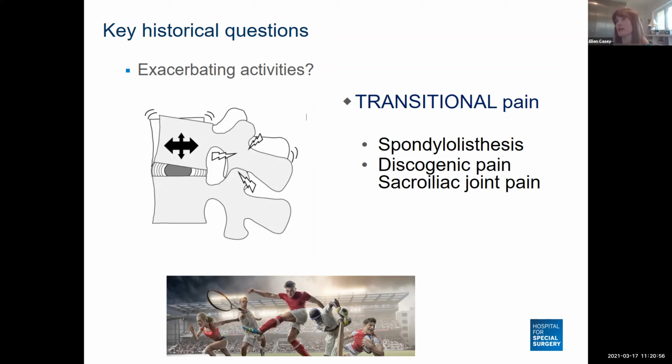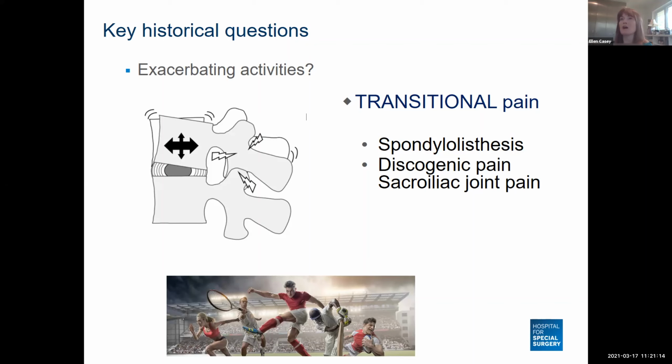And again, this doesn't mean they have huge translational instability and need a fusion, but they're not maintaining stability at that segment well. Sacroiliac joint pain tends to be transitional. And then in some cases, discogenic pain as well. So you can see there's some overlap here.